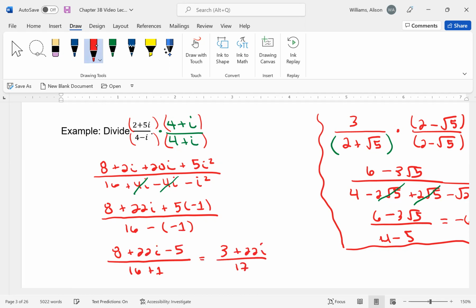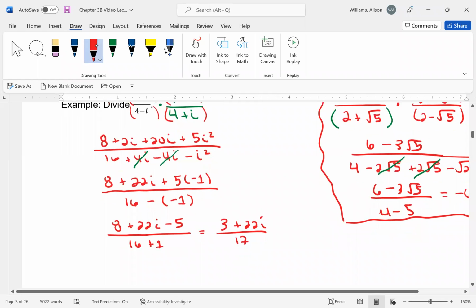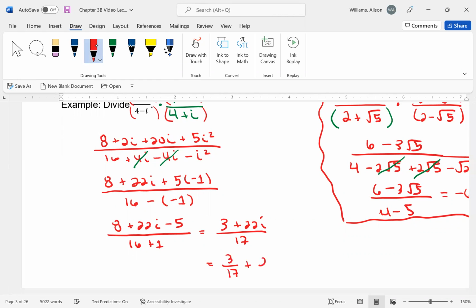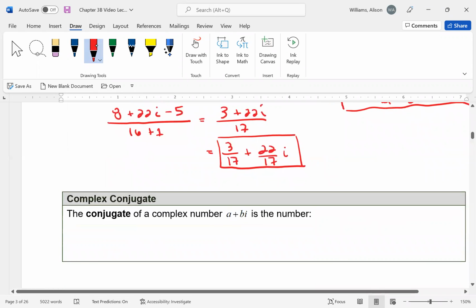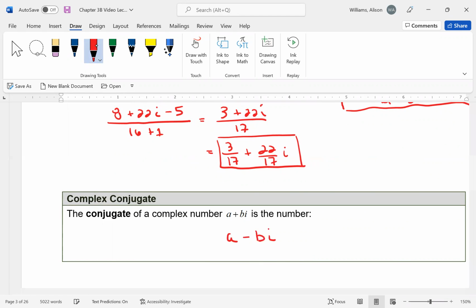Now, that's a good answer, but for the final answer, we like to break it up so that we have a clear, distinct real number and imaginary number. So we like to break it up as 2 fractions. And there you go. We divided 2 complex numbers and we got a complex number answer. Not a very pretty complex number, but we can handle that just using the conjugate. They do define the conjugate down here. The conjugate of any complex number, a plus bi, is a minus bi.